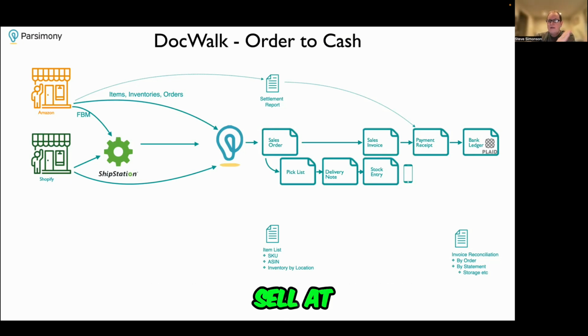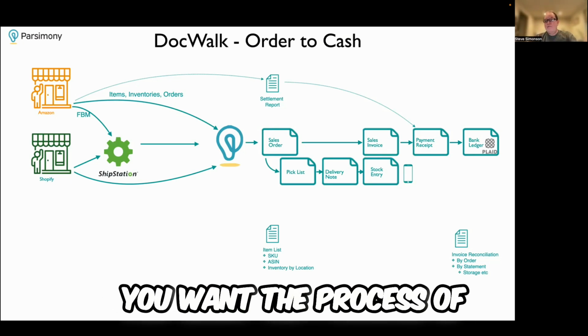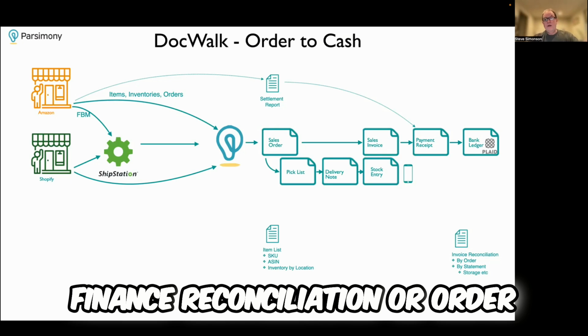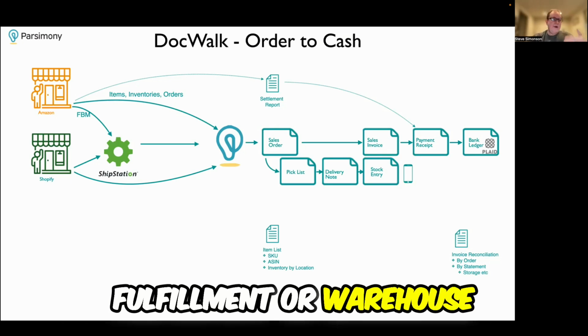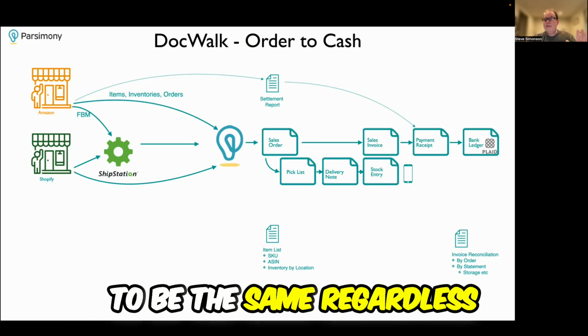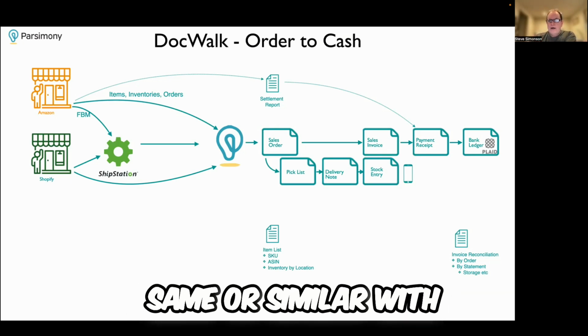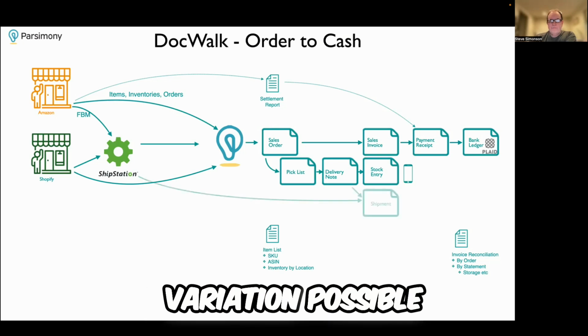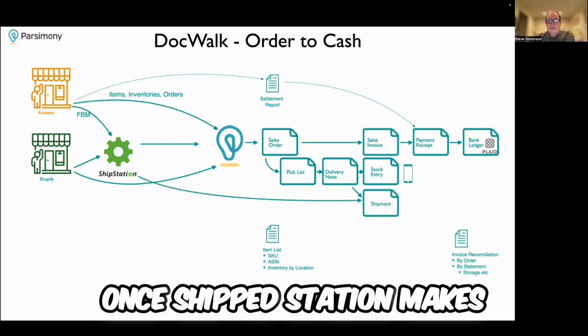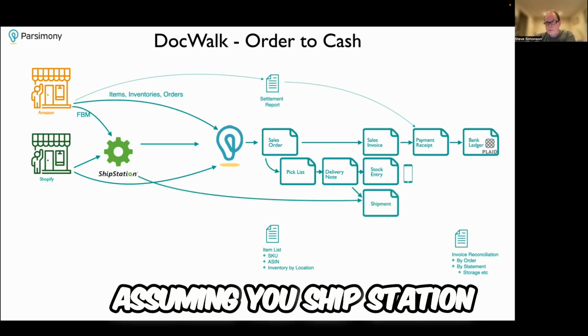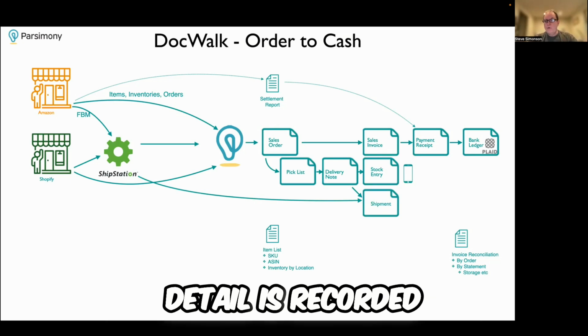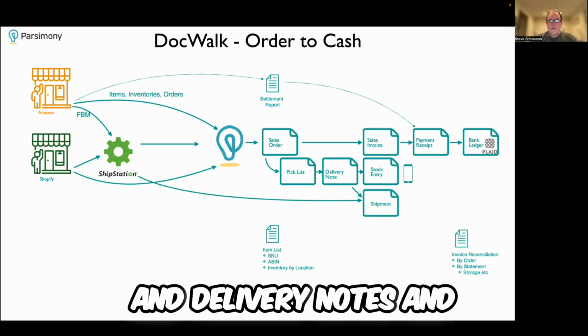But whatever channel you sell at, you want the process of finance reconciliation or order fulfillment or warehouse management or whatever it is to be the same regardless, to the greatest extent possible, the same or similar with the least amount of variation possible. Once ShipStation makes a shipment for Shopify, assuming you use ShipStation, detail is recorded, including the pick tickets and delivery notes and so forth.